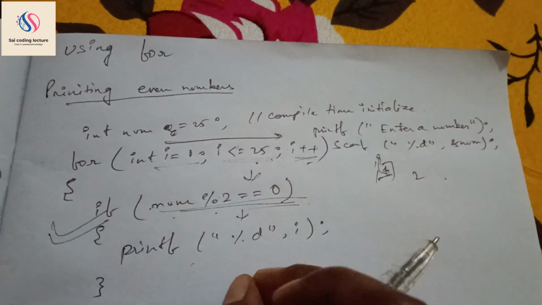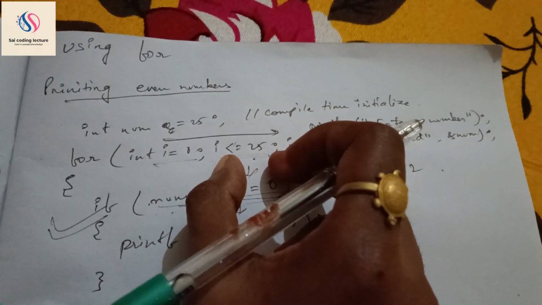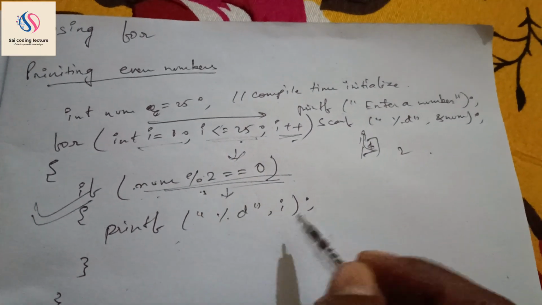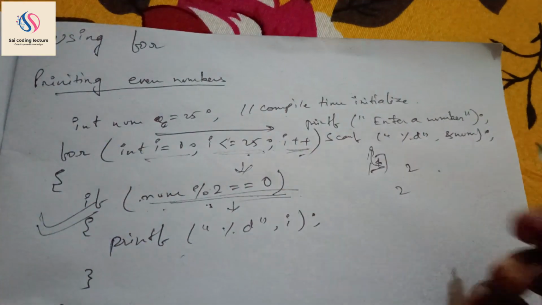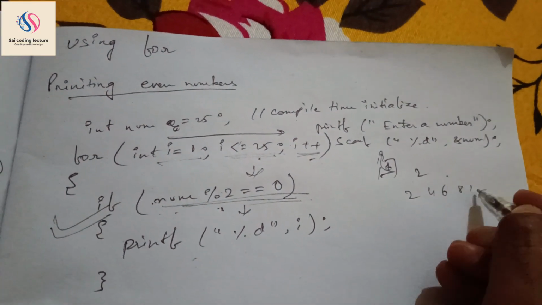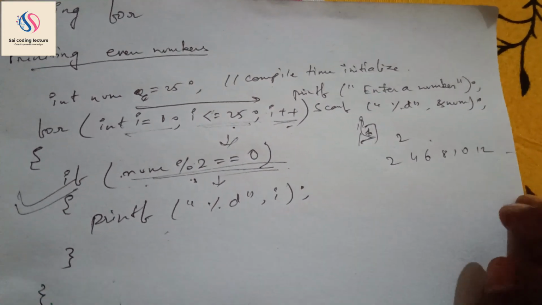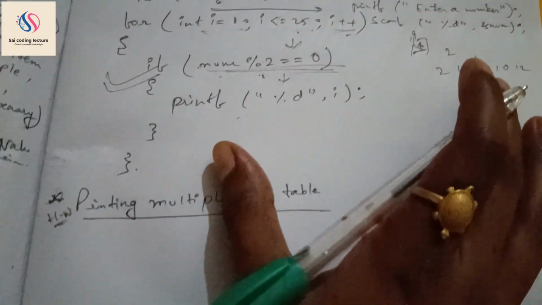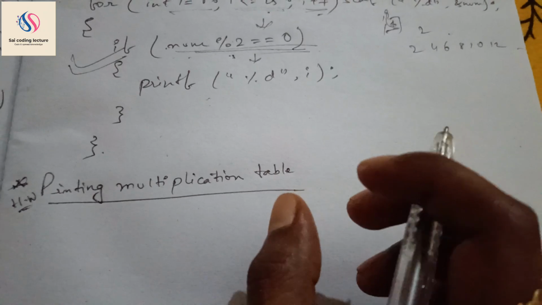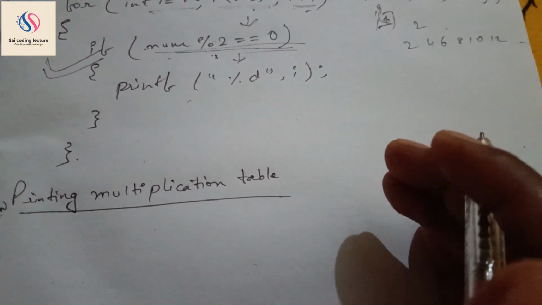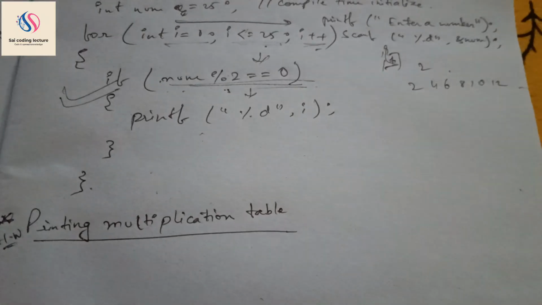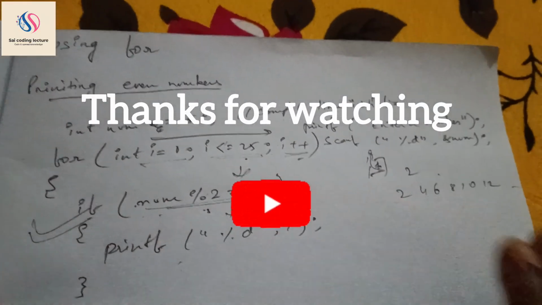Again for 2 it will check the condition: 2 is less than or equal to 25, yes, condition true. It will check the if condition. This condition is true, then it will print 2. This way I am printing the even numbers 2, 4, 6, 8, 10, 12. This way it will print all the even numbers. This is a simple program. Homework is printing the multiplication table, and you can let me know the multiplication code as well. So this is what about the for loop.